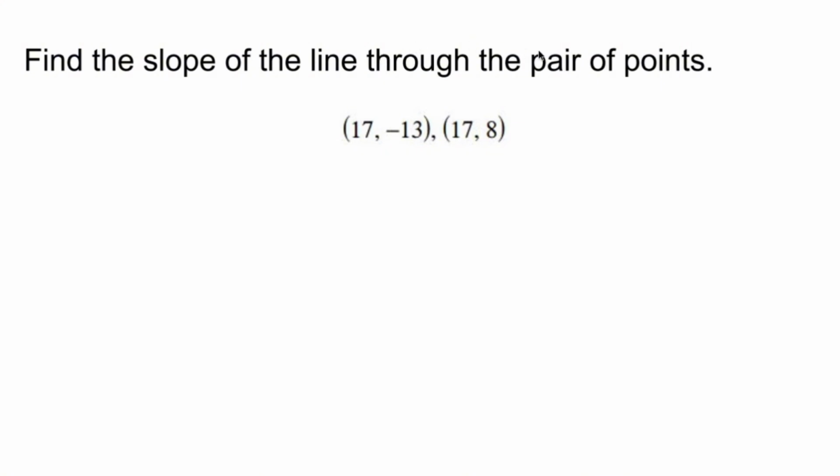Find the slope of a line through the pair of points 17, negative 13, and 17, 8. Now I know what's going to happen, but let's pretend we don't. We are to find the slope of 2 points, and what I'm going to do is write out my slope formula. M equals y sub 2 minus y sub 1 over x sub 2 minus x sub 1. Then we label our points x sub 1, y sub 1, x sub 2, y sub 2.